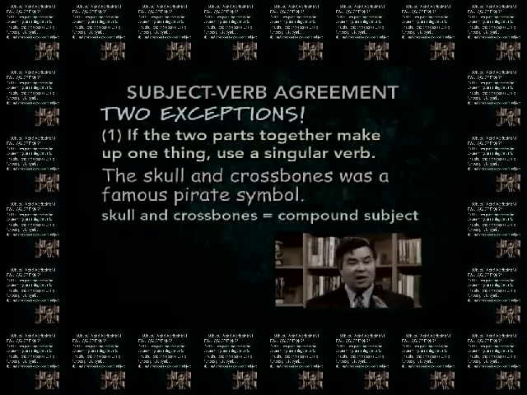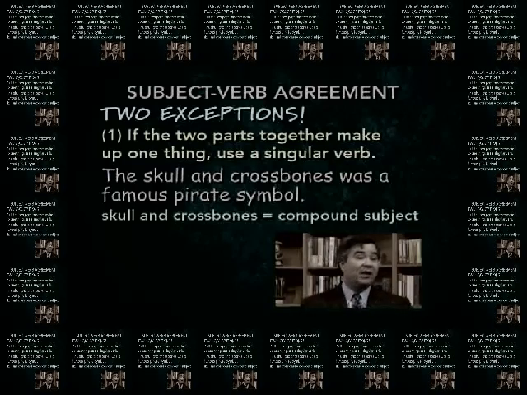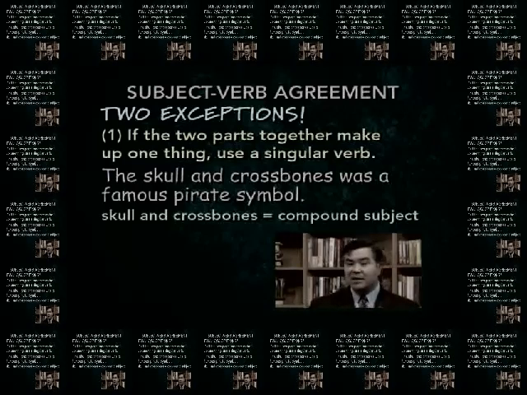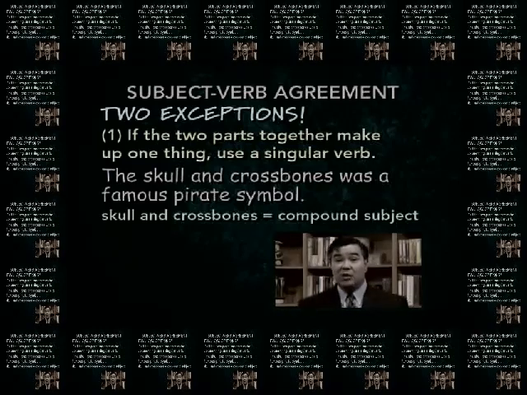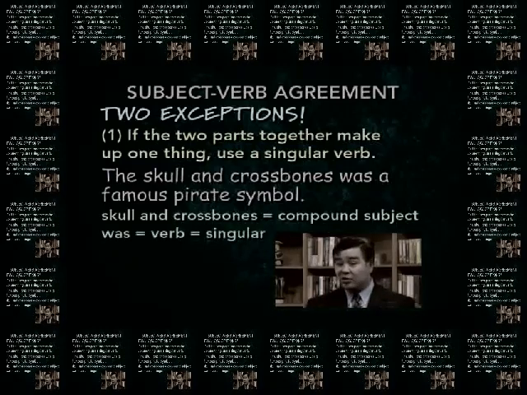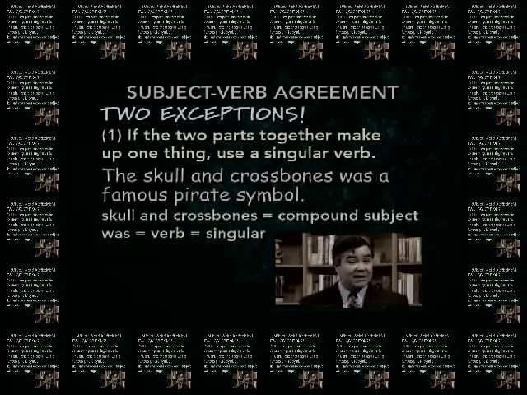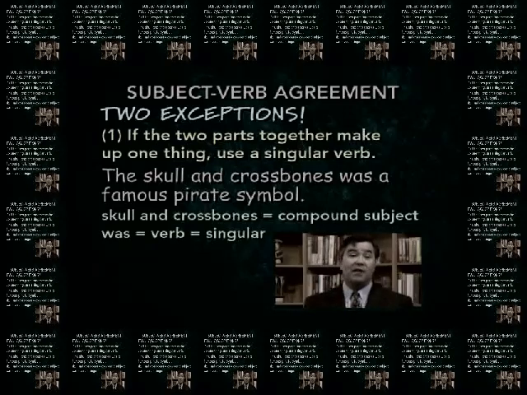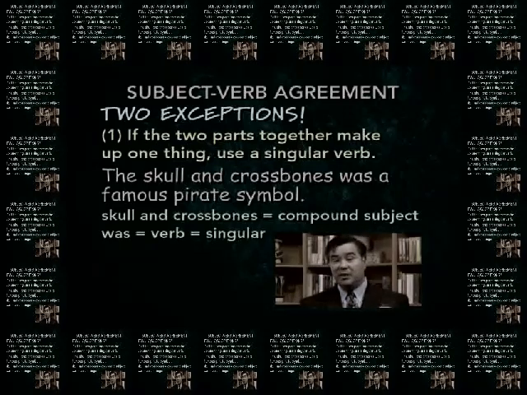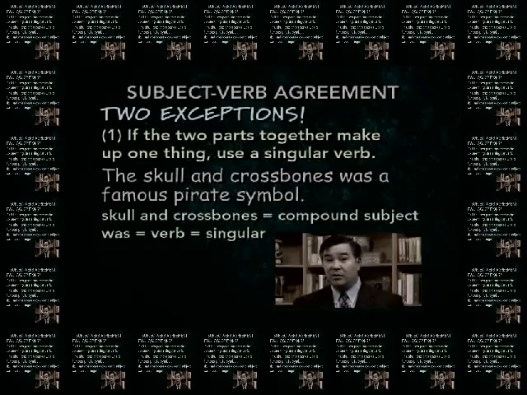Since the two things that are mentioned here really go together to form one image or one symbol, we treat it as singular grammatically. And that's why the singular verb "was" is actually correct in this sentence. The skull and crossbones was a famous pirate symbol. This exception to the rule doesn't come up very often, but when it does, you should be aware of it and be looking for a singular verb rather than a plural verb.